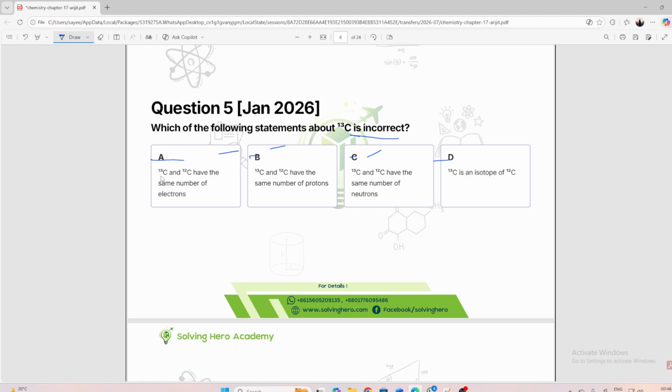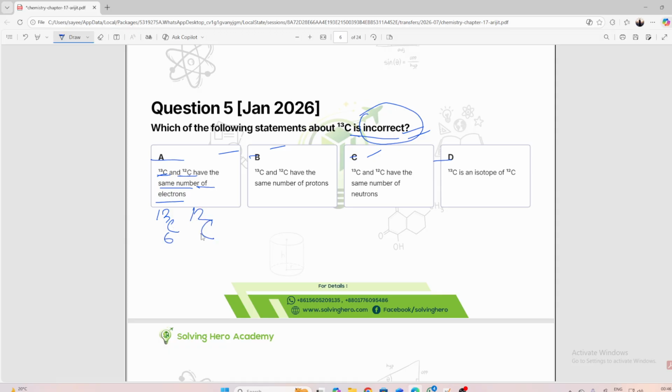What are the statements? 13 carbon, 12 carbon. Look carefully. You have to find out the incorrect one. So carefully find out the incorrect statement. If a statement is true, it will not be the answer. The answer will be the one that is incorrect. So this says 12 carbon, 13 carbon have the same number of electrons. So let's look at 13 carbon, 12 carbon.